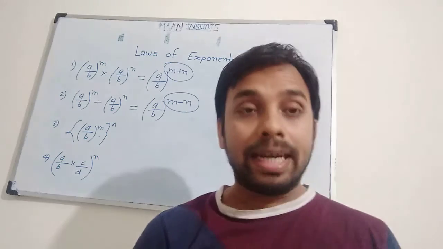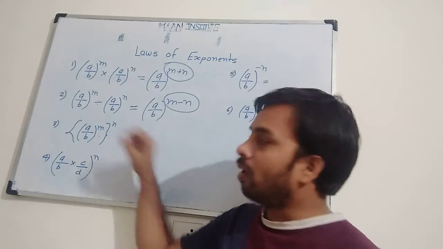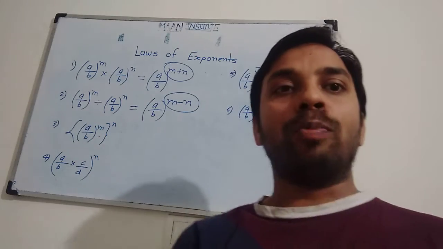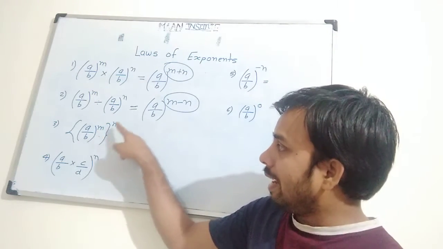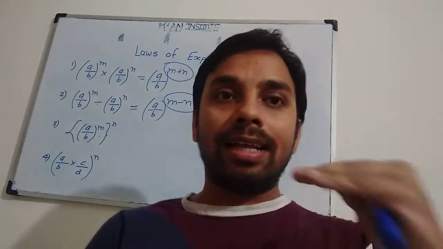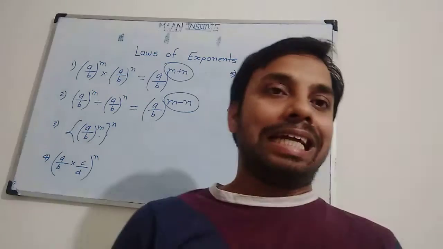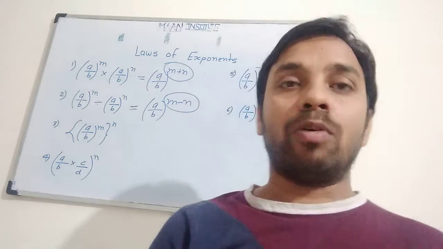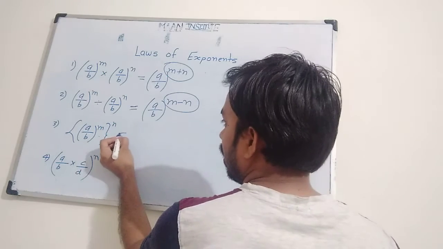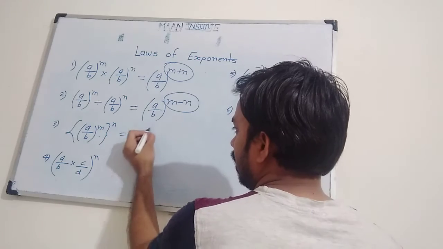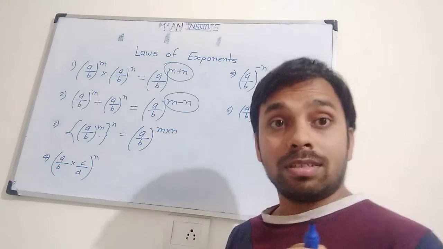Understood? Okay. Time for the third law. Look here. (a/b) to the power m, to the power n. There are back to back powers, right? Here it is, m and again n, in the powers. So what we will do right now, we will just multiply the powers. In this type of law, we just multiply the powers. It will become (a/b) to the power m multiplied by n. Just clear?